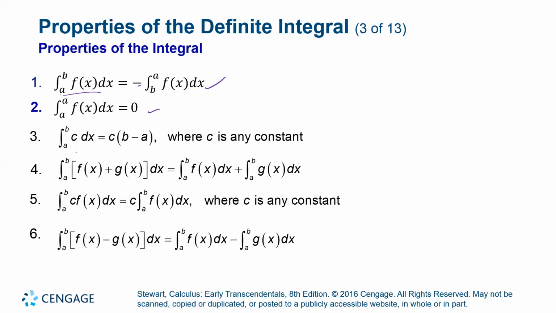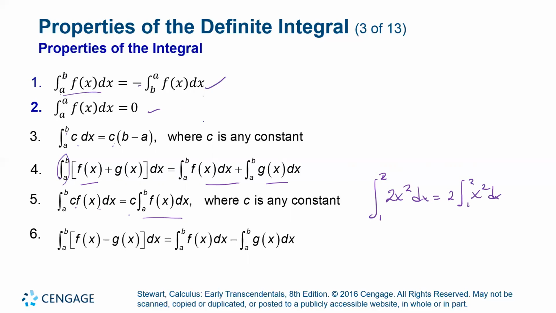And then if you integrate a constant, it's just going to be the constant times the difference between the lower and upper limits. If you have the sum, then you can distribute the integral sign over the sum and write it like that. If you have a constant times that, you can bring the constant out. So for example, if I have 2 times x squared dx, let's say from 1 to 2, I can write this as 2 times the integral from 1 to 2 of x squared dx.